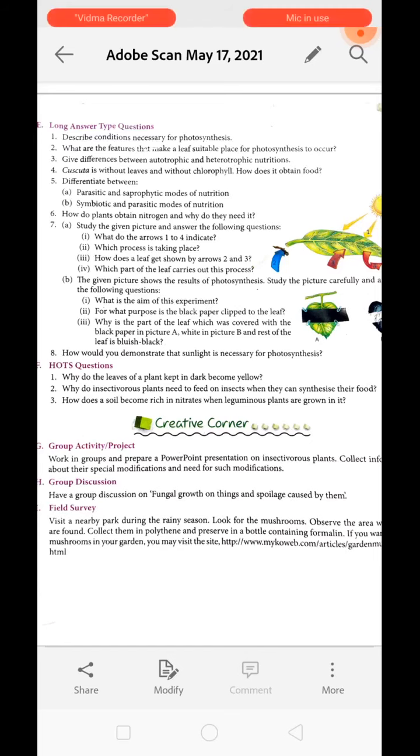Question number 3. How does soil become rich in nitrate when leguminous plants are grown in it? The roots of those plants carry Rhizobium bacteria in their nodules, which fix the atmospheric nitrogen into the soil and make the soil rich in nutrients. That is why after planting leguminous plants, the soil becomes rich in nitrate. Clear? The leguminous plant has a symbiotic association with Rhizobium bacteria, which fix the atmospheric nitrogen into the soil and make it available for the plant.